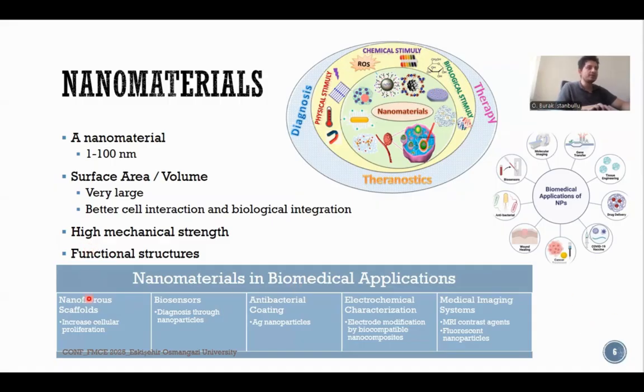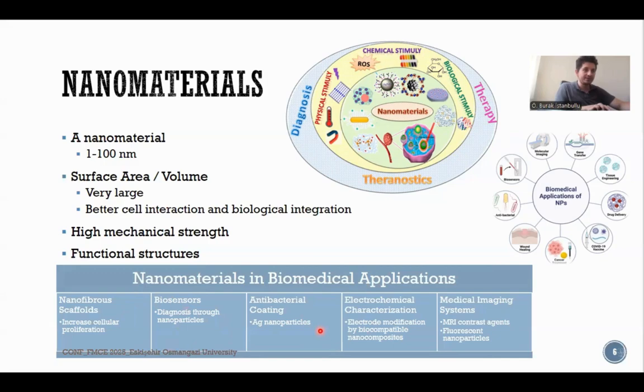If we have a look at the applications of nanomaterials in the biomedical field, nanofibrous scaffolds can mimic the extracellular matrix, promoting cell attachment and proliferation, aiding tissue regeneration. To be used in biosensors, nanoparticles enable early and sensitive diagnosis, target-specific binding, and enhance detection capabilities.